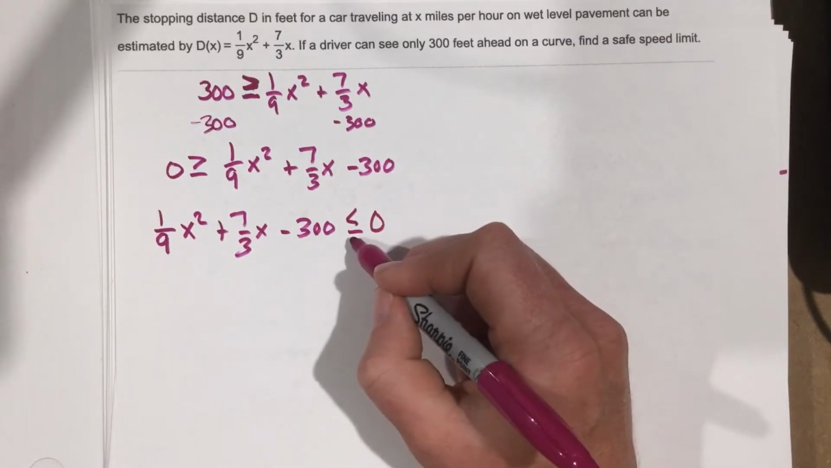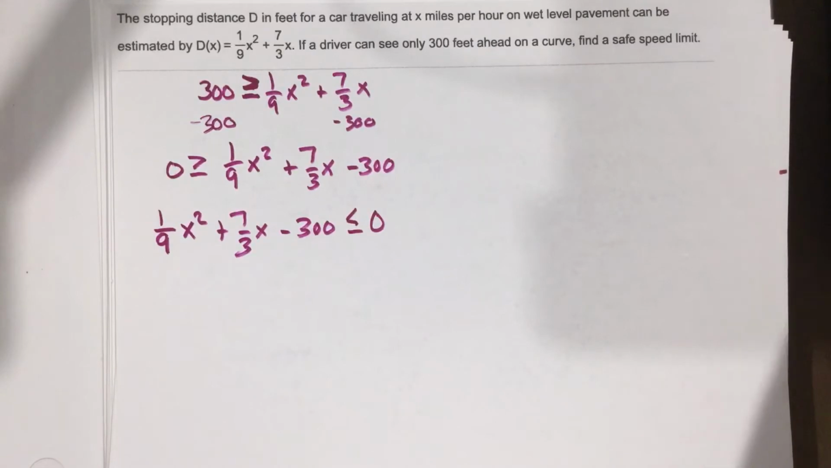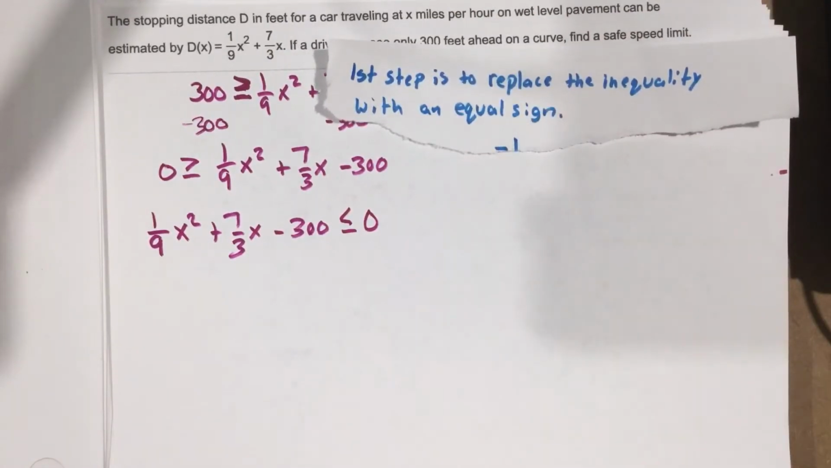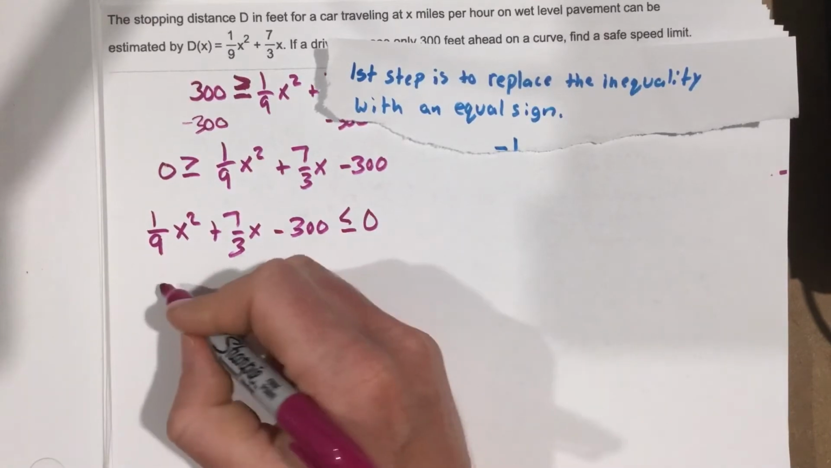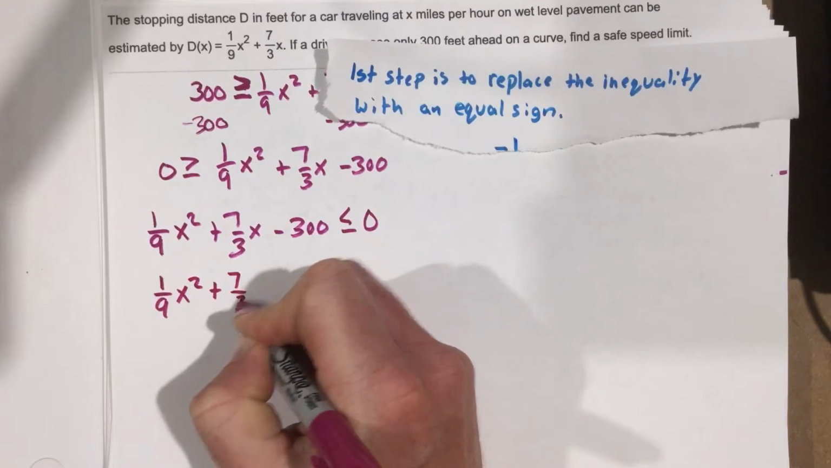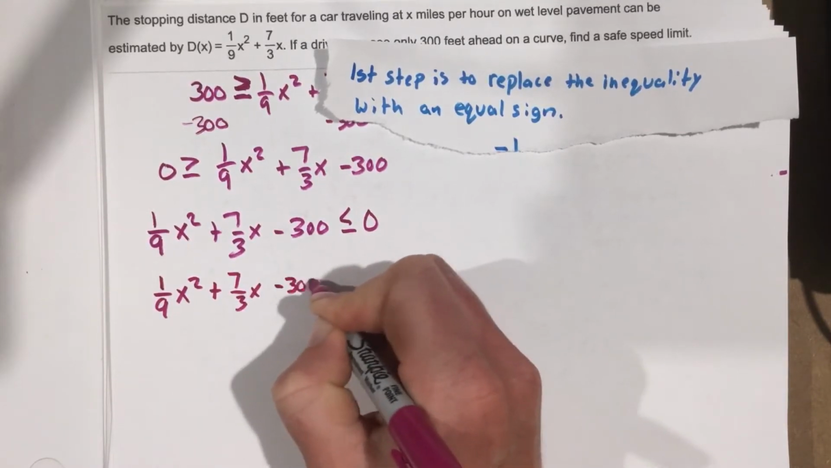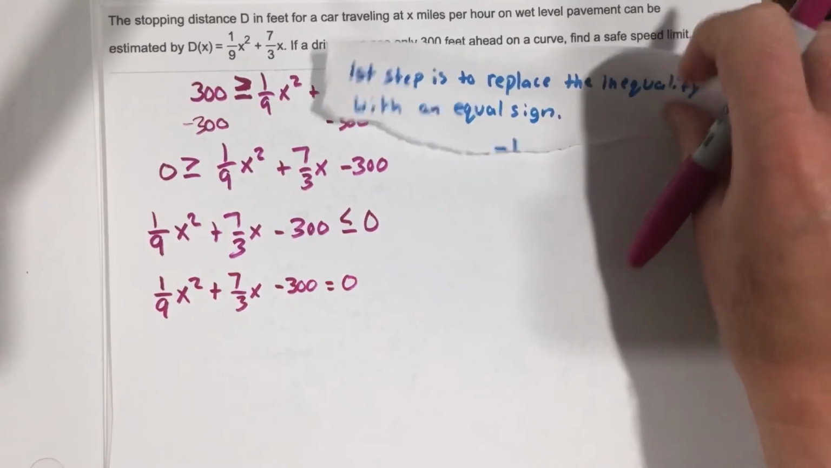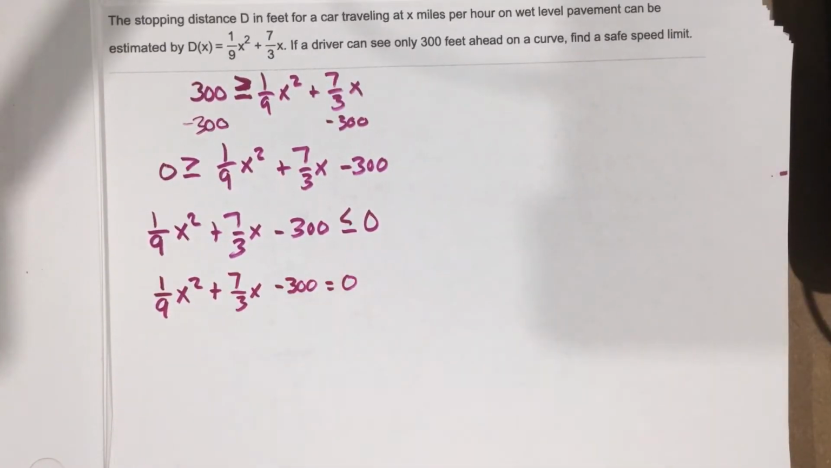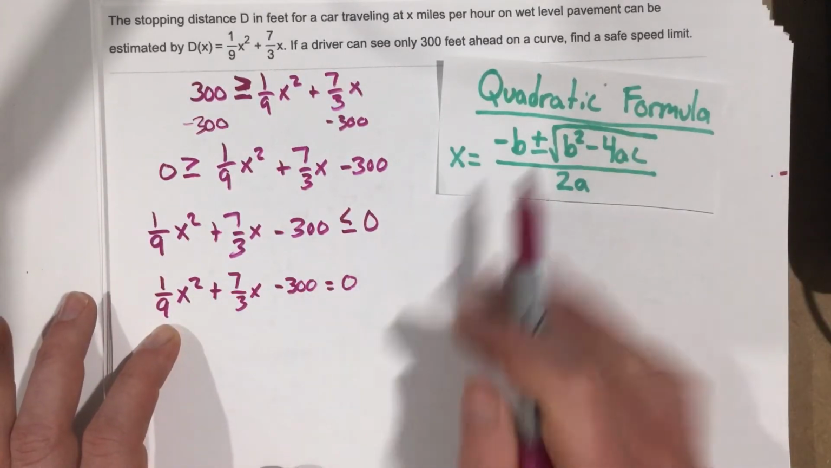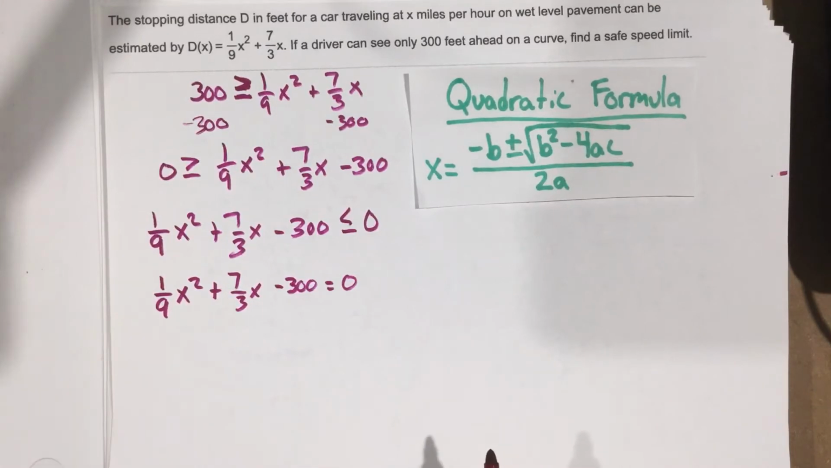If we want to solve this, the first step we take when we solve the quadratic inequality is we replace the inequality sign with an equal sign. So we're going to say 1/9 x squared plus 7/3 x minus 300 equals 0. And then we're going to solve this. In this case, we're going to use the quadratic formula. I mean, it's got fractions in it. It just makes sense. Let's go ahead and use the quadratic formula right away.